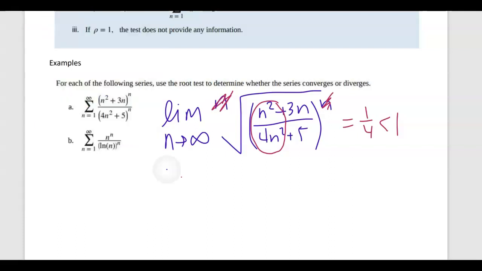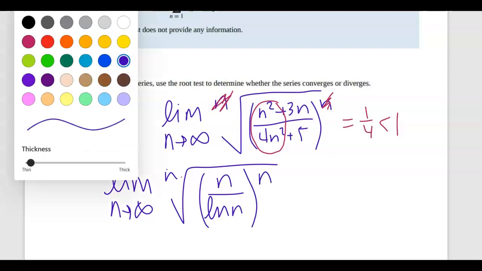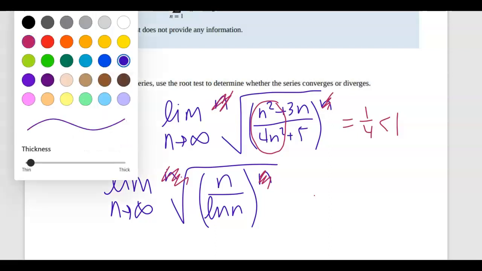Let's look at problem number 2. Again, I'm going to write this as n over natural log of n to the power of n. These cancel. Okay, what grows bigger, n or natural log of n? The answer is n, so this is going to be divergent. But if you need to use L'Hopital's rule, we can here.